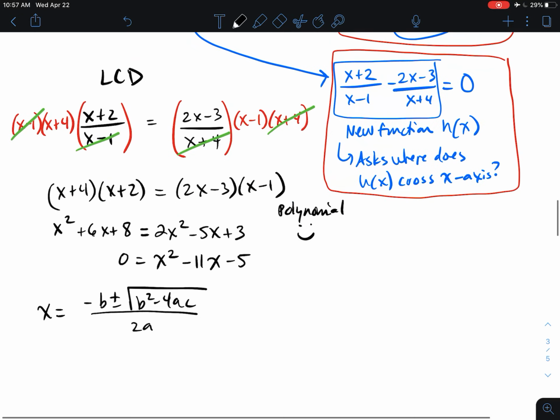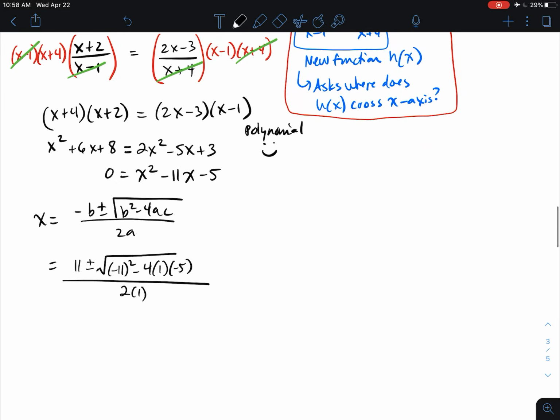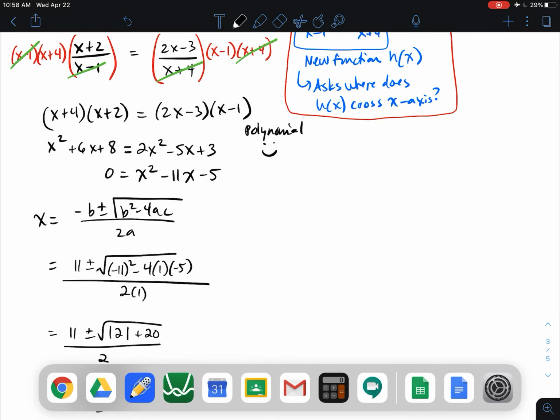Okay. So now we plug in all the values. So we have 11 plus or minus the square root of negative 11 squared. Notice that I put the negative 11 in brackets. You have to do that. All over 2 times 1. Just being really thorough and even putting in all my ones. Okay, so 11 squared is 121. This is going to be plus 20 over 2. 141 over 2. Let me bring up my calculator.